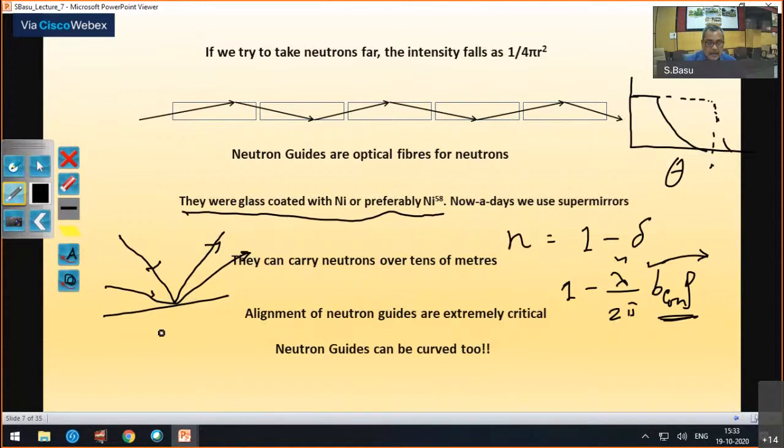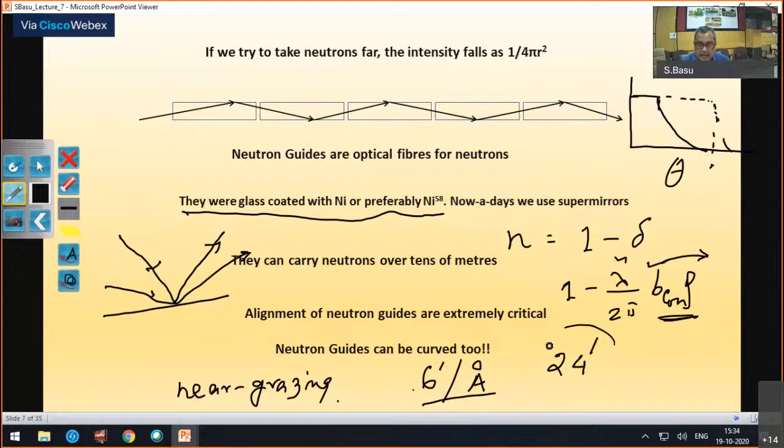This might actually confuse you a little. These angles are very small. Actually, these are near grazing angles. For example, for nickel, this is 6 arc minutes per angstrom. This means that if I use a neutron of 4 angstrom wavelength, this critical angle for nickel is 24 arc minutes, less than a degree. So up to 24 arc minutes, a 4 angstrom neutron will be reflected by the nickel surface.